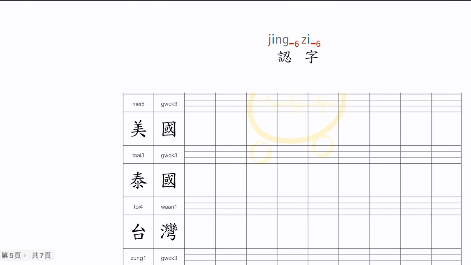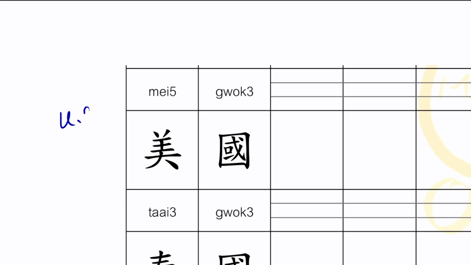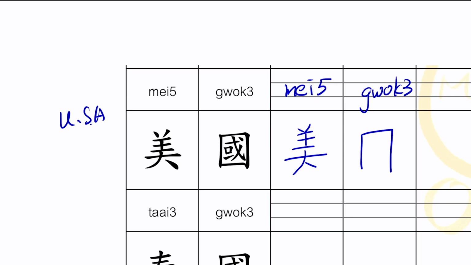Okay? 美國 USA, right? 美 M-E-I, tone 5. 點點 橫橫直橫. And then this horizontal stroke longer. 橫撇點. 國 G-W-O-K, third tone. 直橫直橫直橫直橫. 剔 斜勾 撇 點 橫.